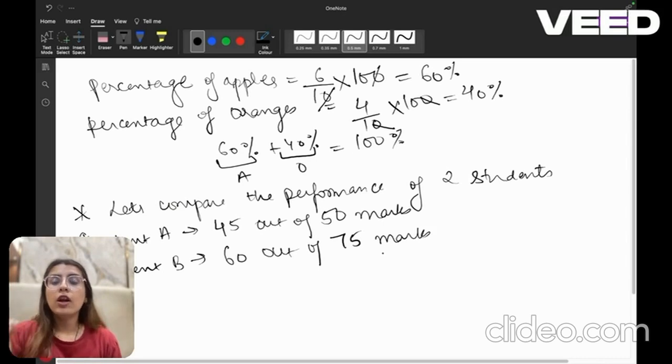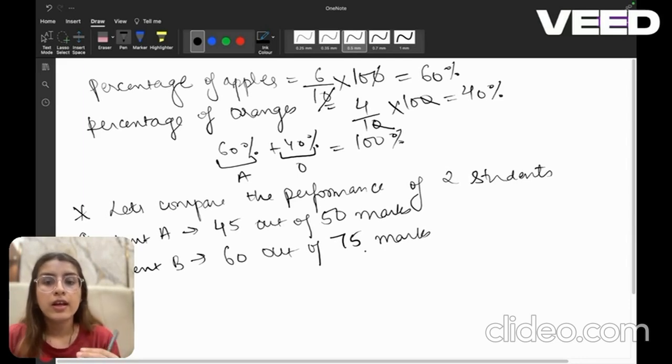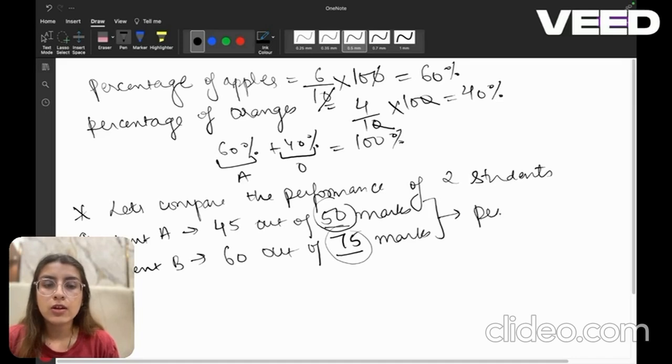Now, we cannot make a direct comparison between the performance of both the students because the total marks are different. If the marks were out of 50, we could have easily compared the performance, that who scored better. But here, the totals are different. Now, in order to bring them on the same ground, we need to convert them into percentages. So there's a need to convert it into percentage so that we can make a decision on the performances of both the students, right?